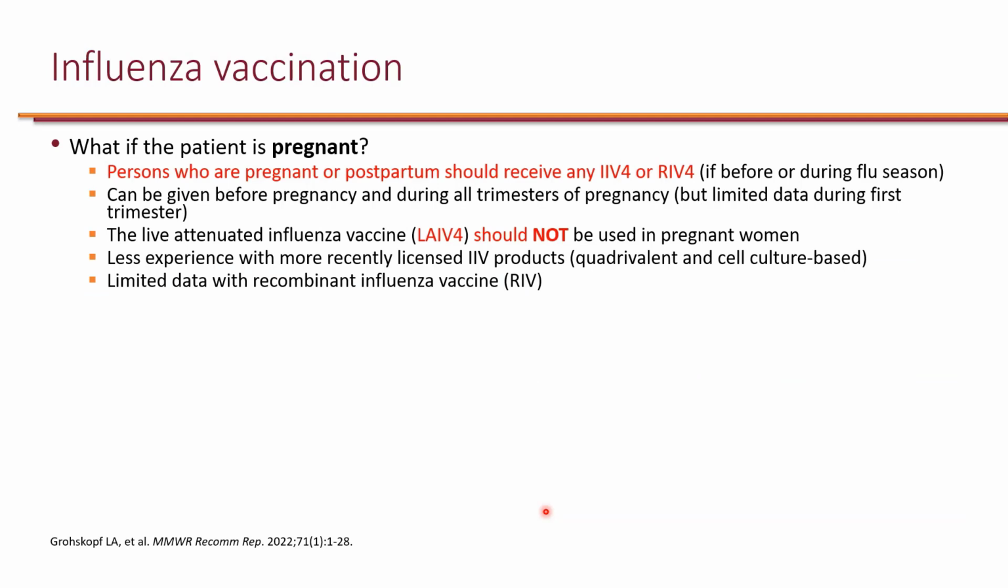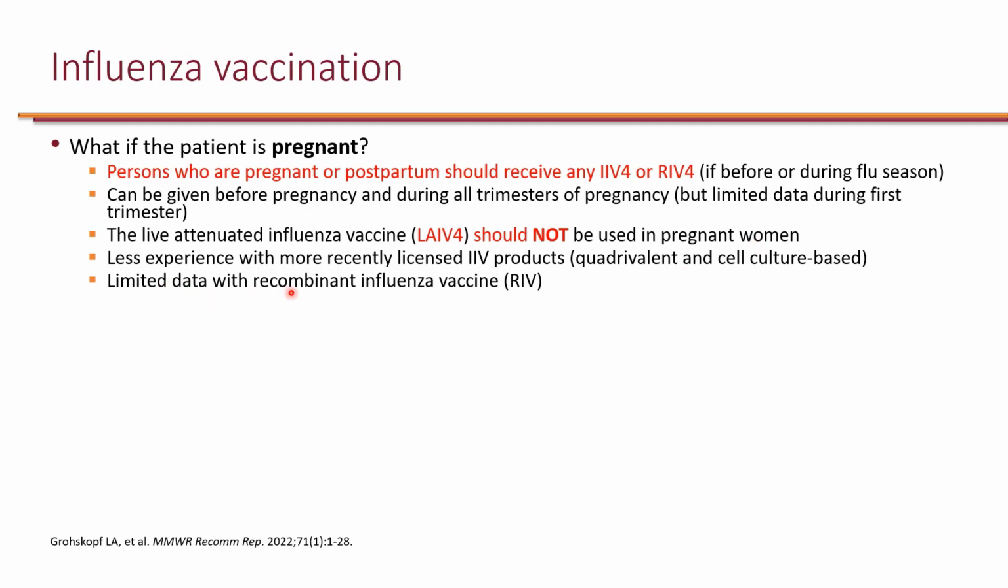Now, what are vaccine considerations during pregnancy? So persons who are pregnant or postpartum should receive any inactivated influenza vaccine or recombinant influenza vaccine, as long as this is before or during the flu season, and can be given before pregnancy and during all trimesters of pregnancy, but in general, limited data during the first trimester. The live attenuated vaccine should not be used. It's actually contraindicated during pregnancy.